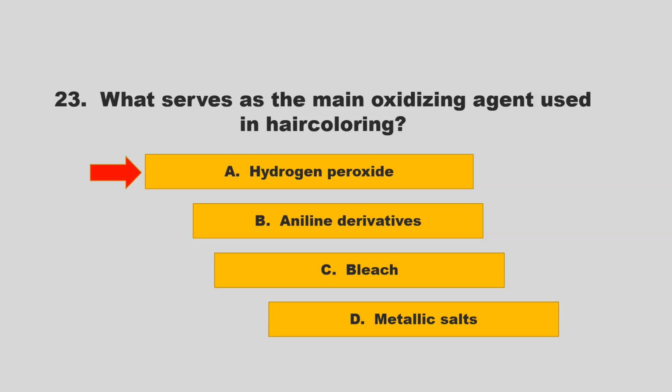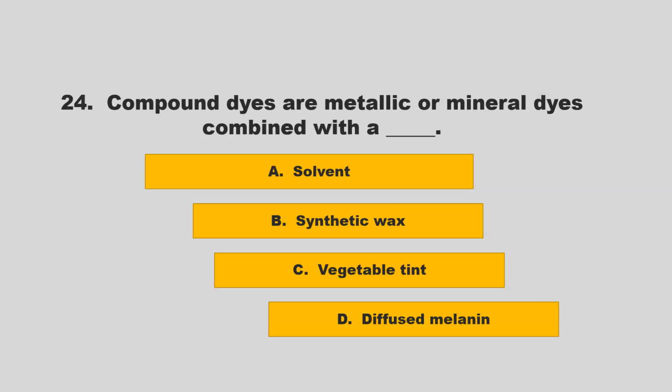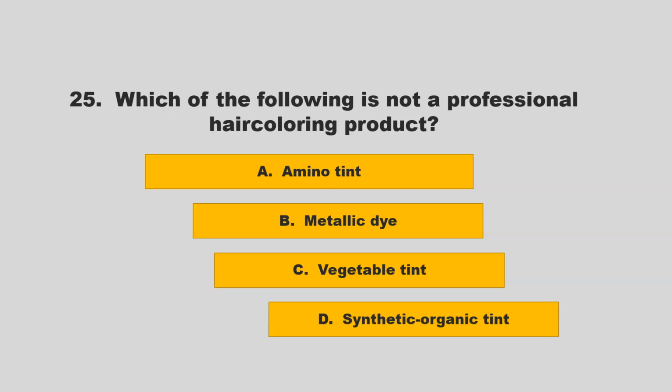If you chose A, hydrogen peroxide, you are correct. Compound dyes are metallic or mineral dyes combined with a blank. Is it solvent, synthetic wax, vegetable tint, or diffused melanin? If you chose C, vegetable tint, you are correct.